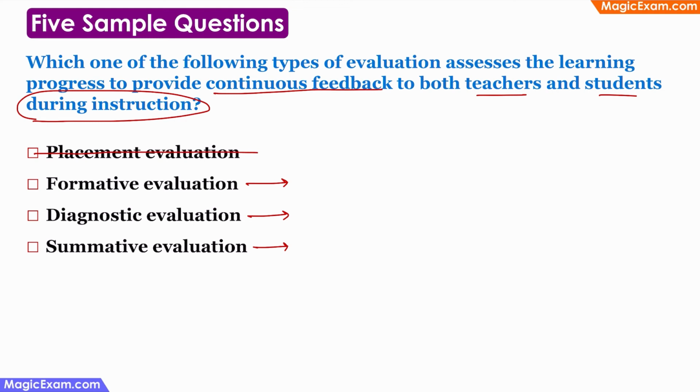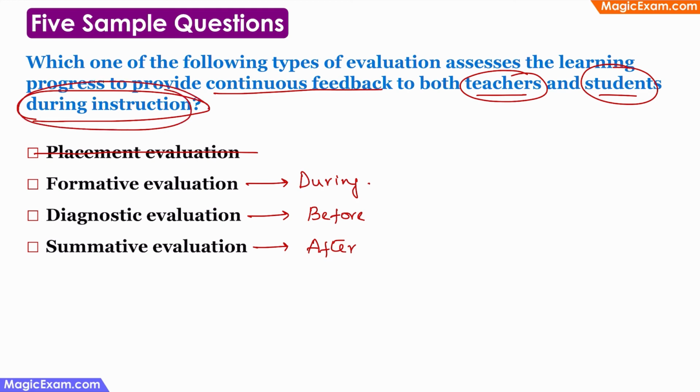So diagnostic evaluation happens before the teaching and learning process because we want to diagnose whether the children are ready for this chapter or this subject. And summative evaluation happens after the teaching and learning process. This is to summarize what they have learned in a particular lesson or a chapter. Formative evaluation happens during the teaching and learning process, and this is continuous because both the teachers and the students are getting feedback on how the teaching learning process is proceeding. Therefore, what happens during instruction? That is formative evaluation. So that is the correct answer.